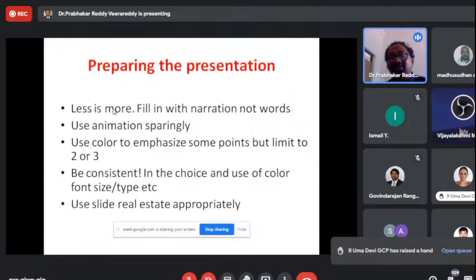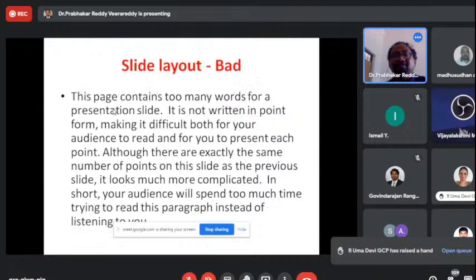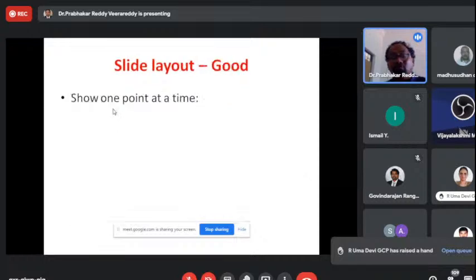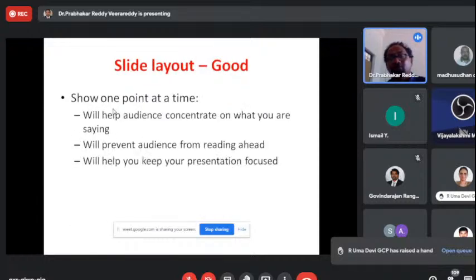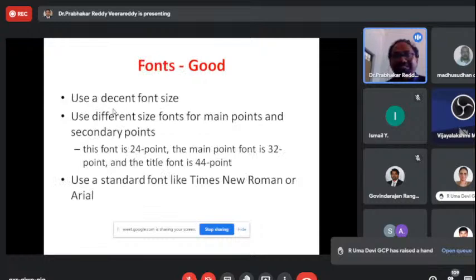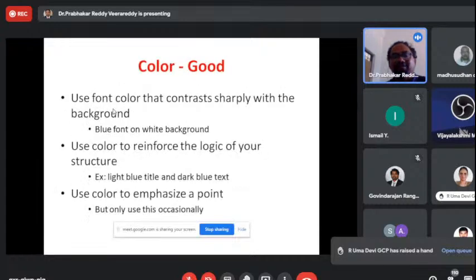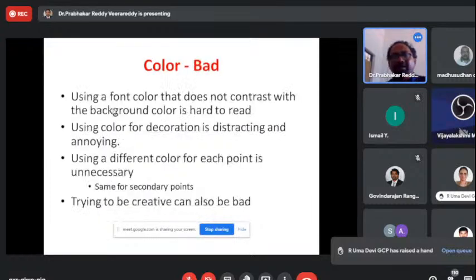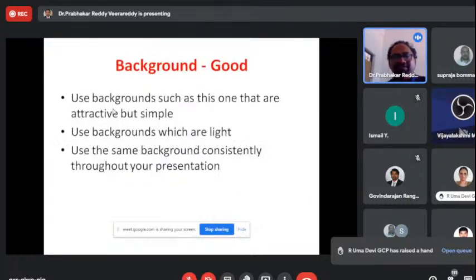Slide size should be visible. Layout. Don't do like this. It's a bad layout. So go for dots. Fonts. Always a decent font size. 24 to 32. Heading 44. See, this is a bad way. Don't go for all colors. Color is good, but only for headings. Remaining black and white.